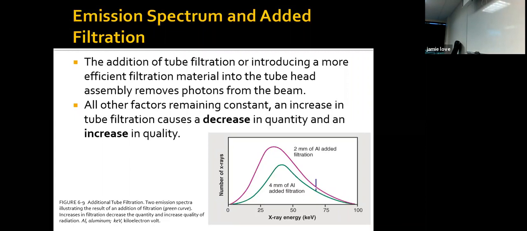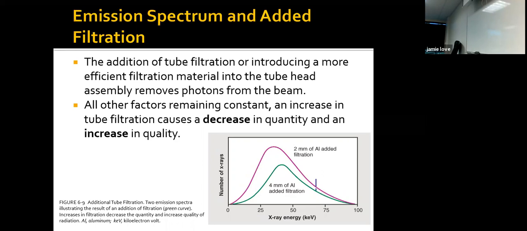I think where it says it in the book for you to highlight it, I think it's under the critical concept of filtration on 66. Added and inherent filtration removes low energy photons. Do we need to know the difference? No, just know the total amount of filtration, 2.5. Because every tube's going to be different. They're going to add filtration in there to make it match up to the 2.5.